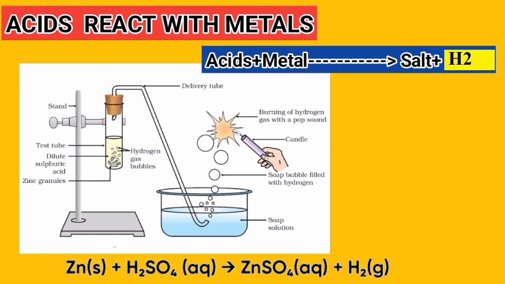Some salt is also produced, zinc sulfate solution, whose state is aqueous. It is called a salt, and hydrogen gas is also released. So acids react with metals to produce salt and hydrogen gas. Here zinc reacts with sulfuric acid or hydrochloric acid to produce zinc sulfate or zinc chloride, also releasing hydrogen gas. This is the best example of a displacement reaction.